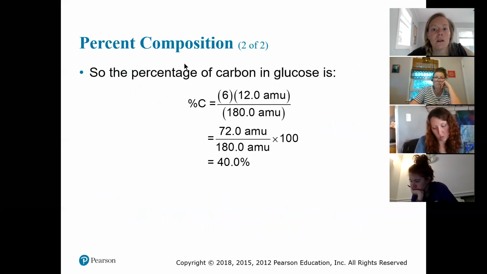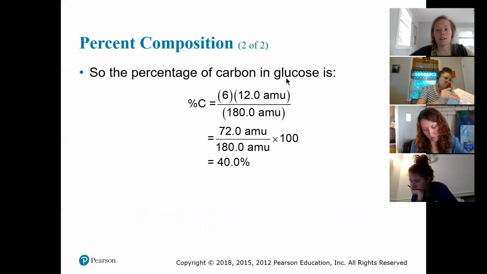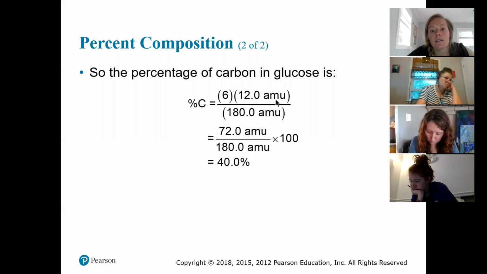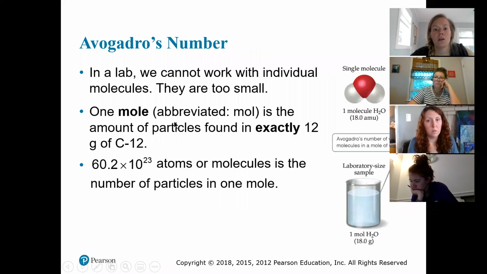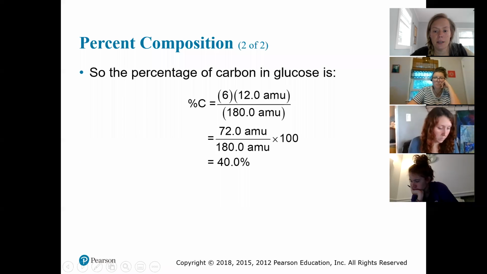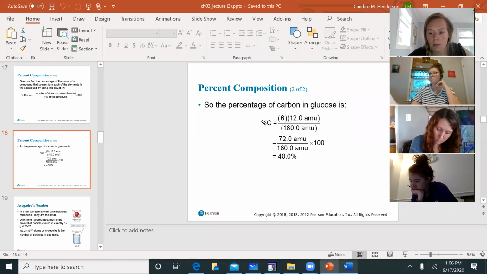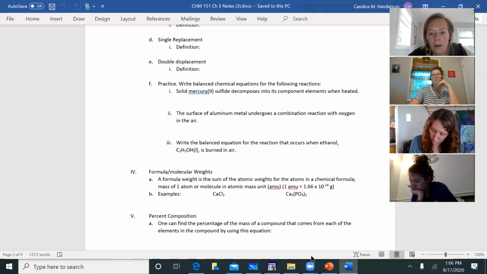Okay, so if we're looking at glucose, the percentage of carbon in glucose, it doesn't even give us the formula for glucose, but we have 6 carbons and the overall mass is 180. So you just take 6 times the mass of the carbon and divide it by the formula mass of glucose. So let's do some other examples of these where we actually have the formula to write them.